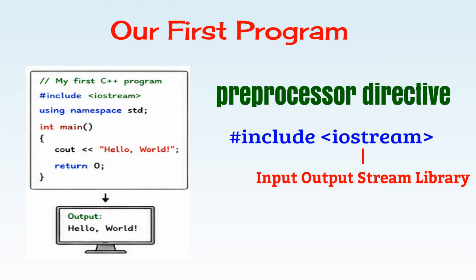Oh, I see. The compiler would waste time translating thousands of lines of unused tools. By forcing you to explicitly declare include IOStream, the language remains modular and lightweight. You only carry the tools you actually intend to use. That makes a ton of sense.